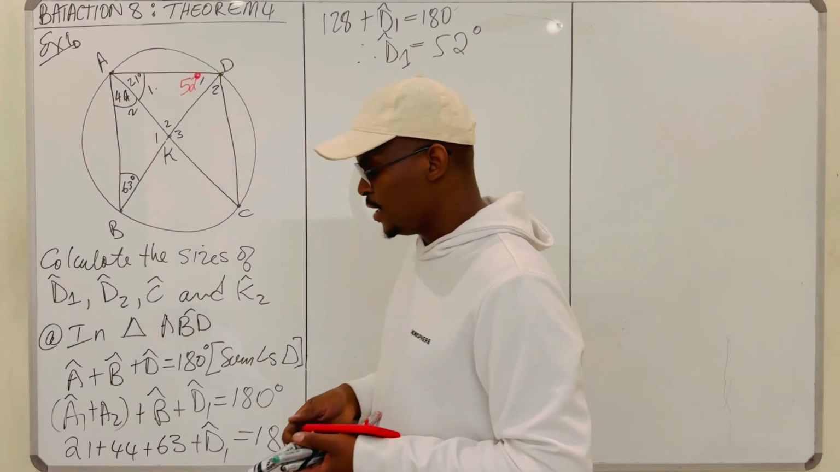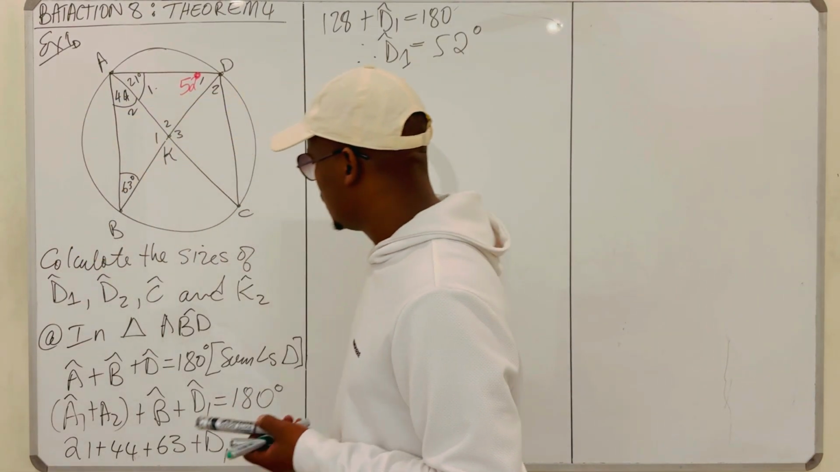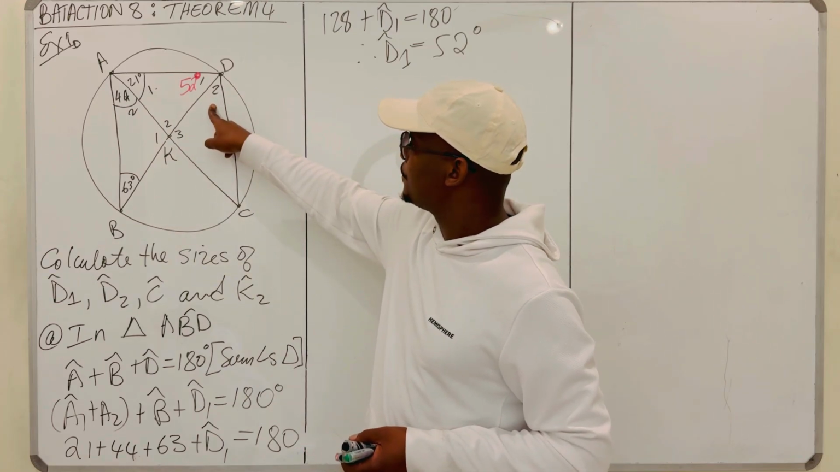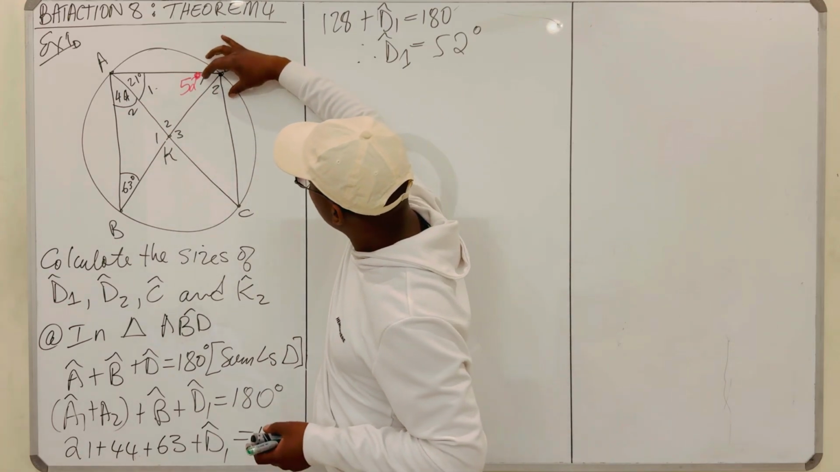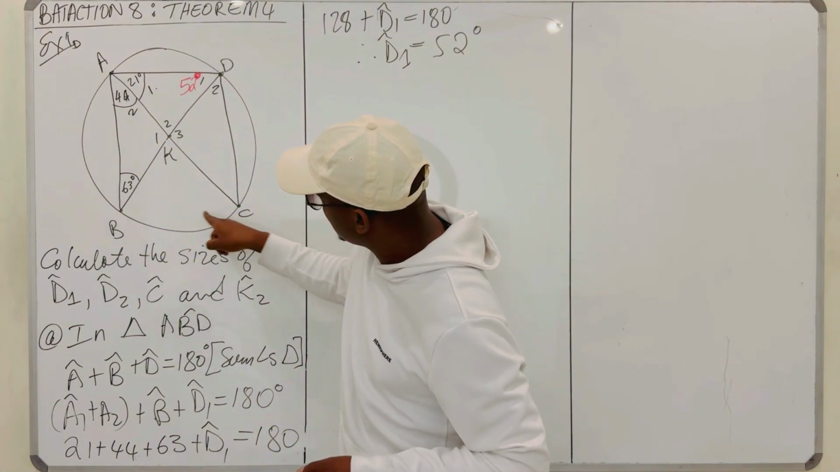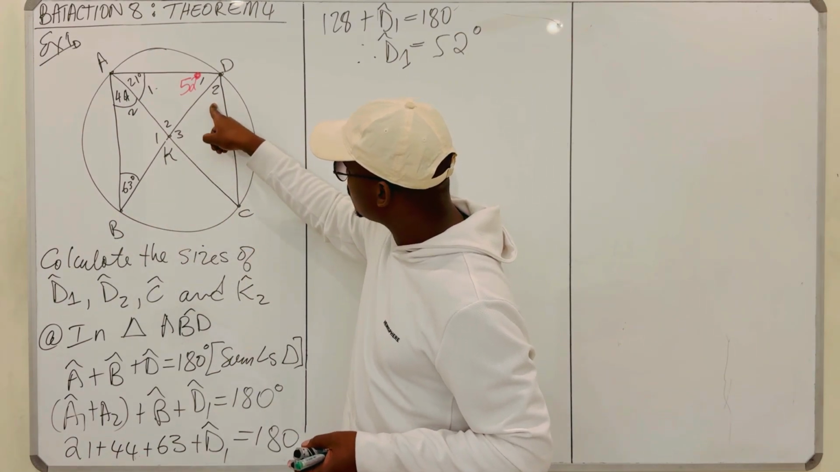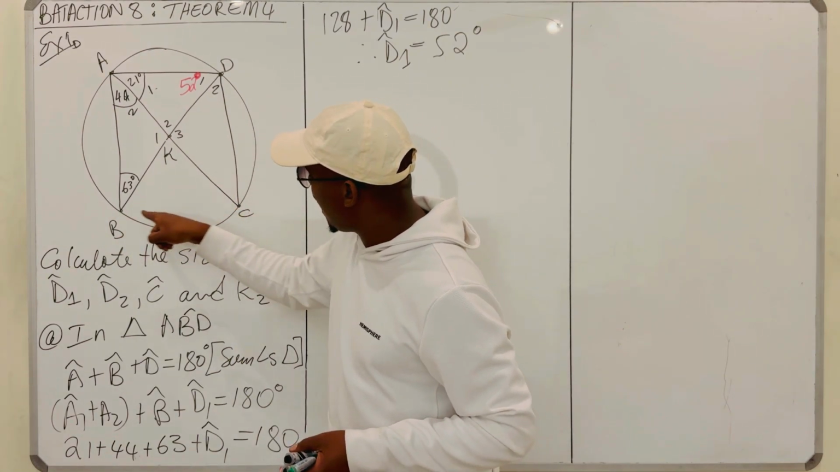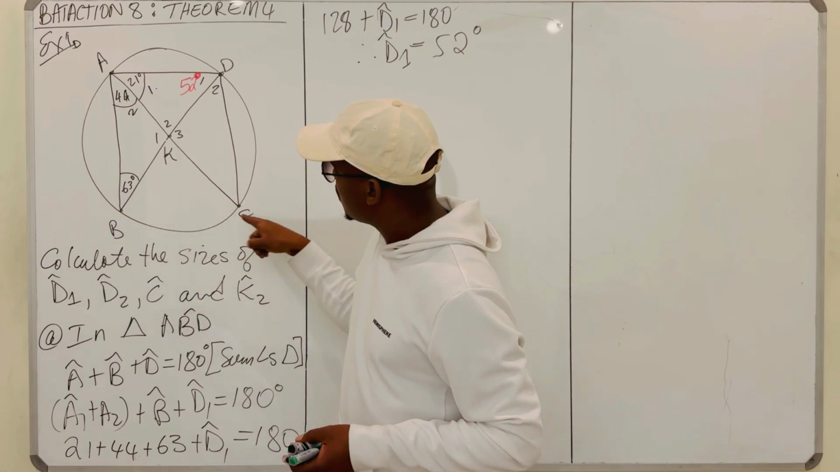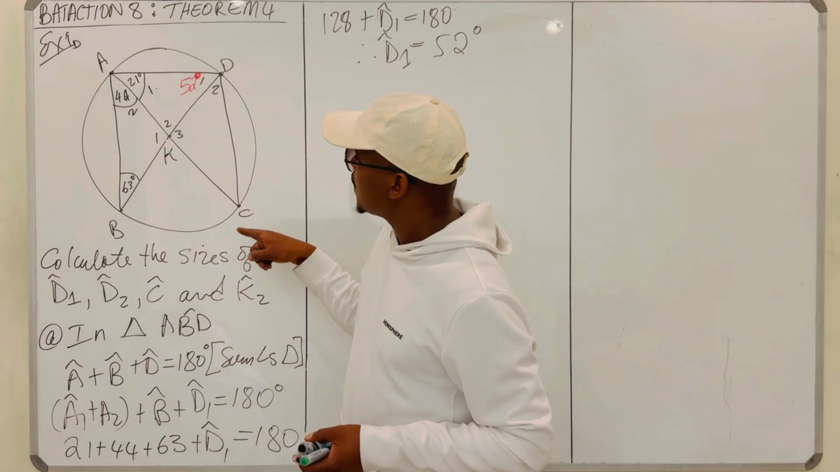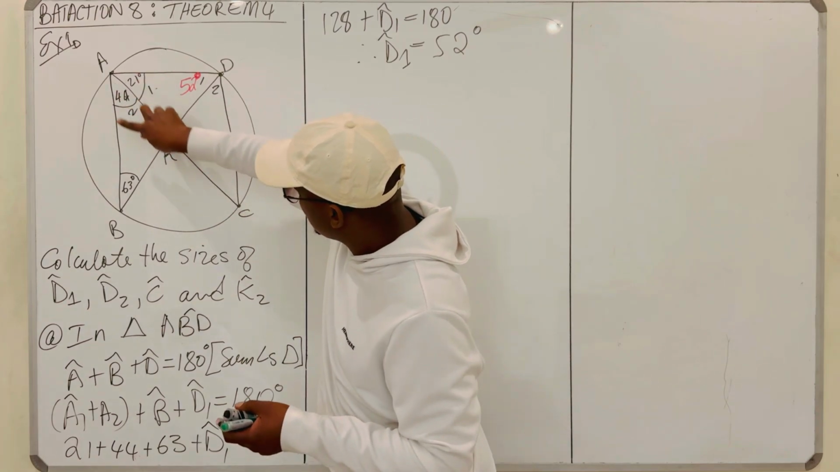Next, they want us to find D2. Where is D2? D2 is this angle here. What is it subtended by? By arc BC. Is it the only angle that is subtended by the arc? No, also A. A is also subtended by BC.